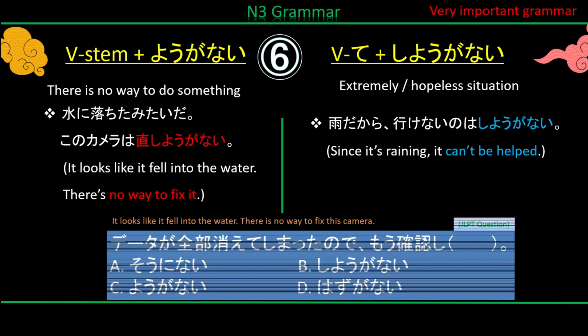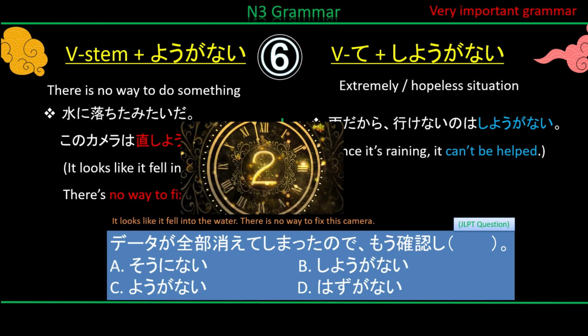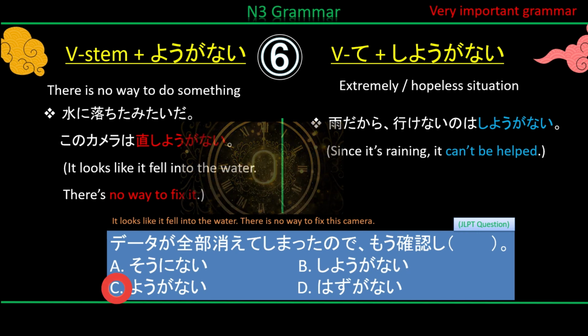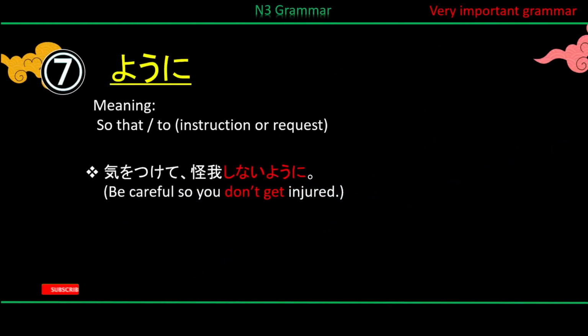Now let's look at a JLPT exam question. Deta ga zenbu kiete shimatta node mou kakunin shi... So which option do you think is correct? Shou ni nai, shou ga nai, yo ga nai, hazu ga nai. Well, the correct answer is C. Yo ga nai. Now let's look at another very important grammar point, yoni.